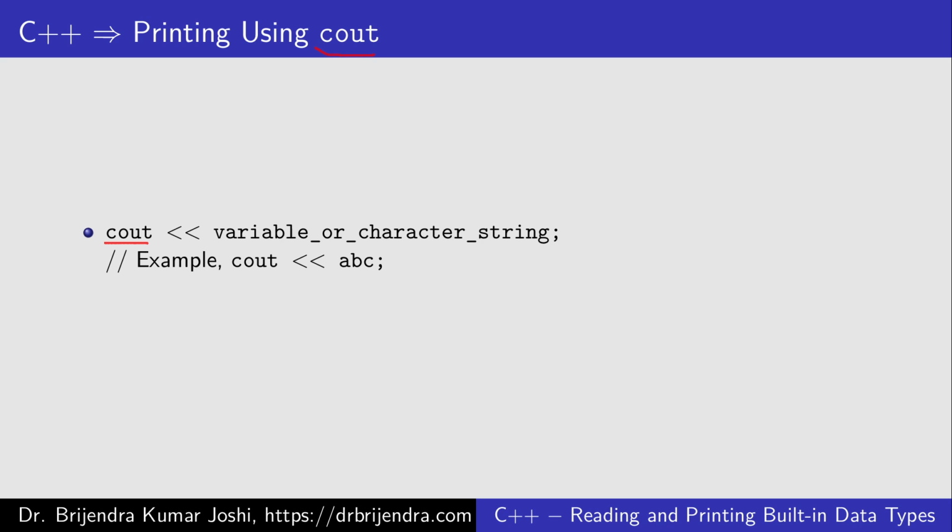This is the syntax. Insertion operator, that is the two less than symbols one after the other, and then variable or character string. So example is, you will write cout, insertion operator, abc, semicolon, semicolon being the statement terminator. And abc must be a variable of some data type, may be built-in or may not be built-in. If it is built-in data type, then we need not overload this operator. Operator overloading we will discuss in some future video.